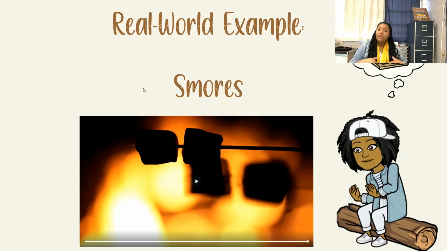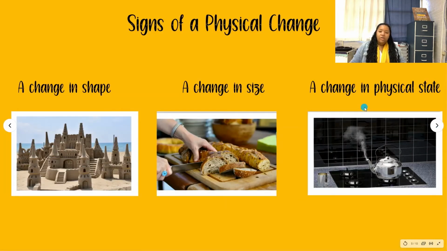Okay, so whenever you burn something, it's not going to be that same substance anymore if you burn it long enough. So that is a chemical change. So you see, physical and chemical changes are everywhere. So let's look at some signs or hints that can help us see if a change is physical or chemical. So we're going to look at some signs of physical changes first.